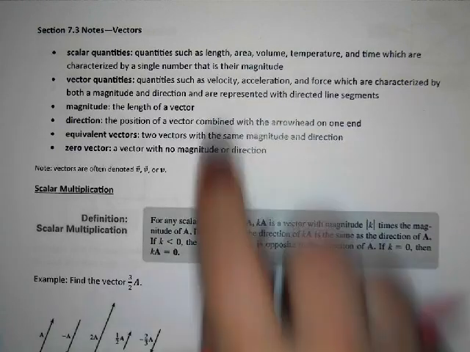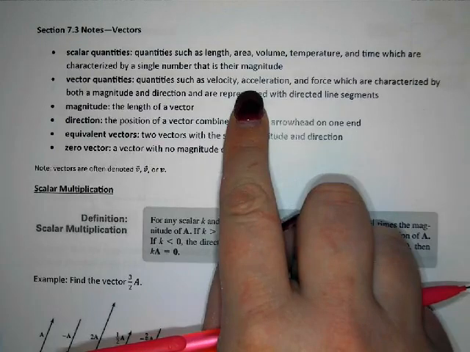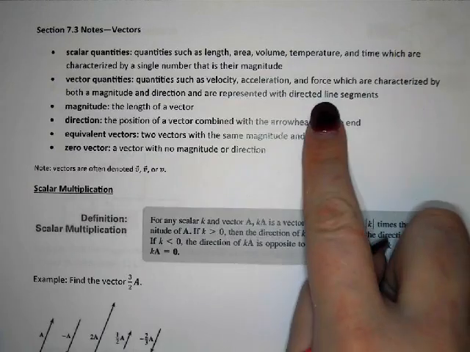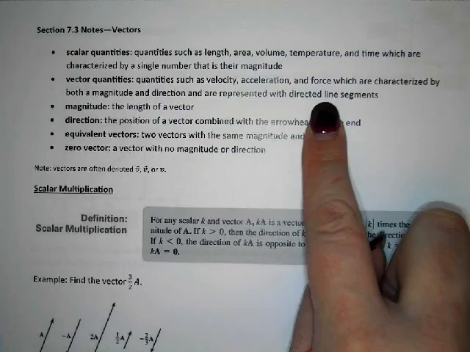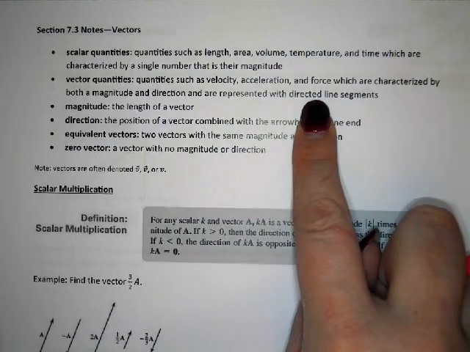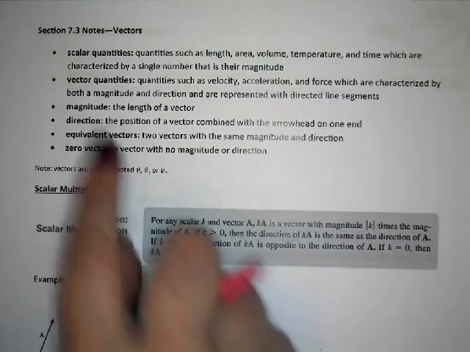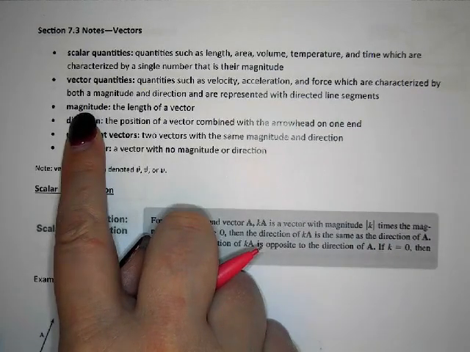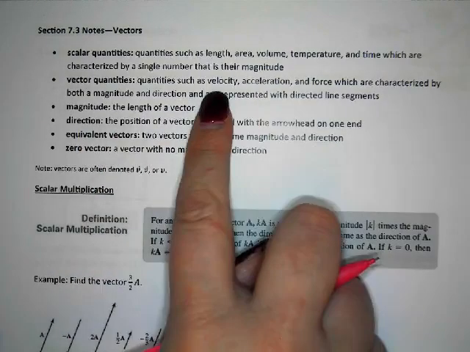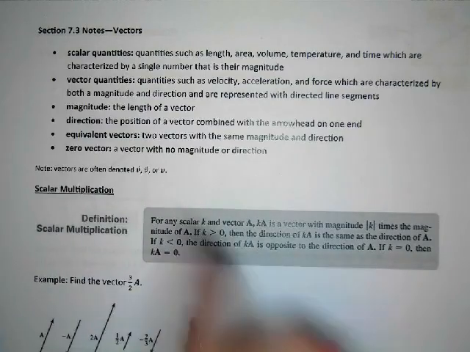Vector quantities are quantities like velocity, acceleration, and force, which are characterized by both a magnitude and a direction. And they're represented with directed line segments. In this case, we would say they're represented in two dimensions, where there's a line segment that has a length, but it also is facing a certain direction. So the magnitude of the vector is the length of the vector that represents the force or the velocity, like the size, the number that's happening.